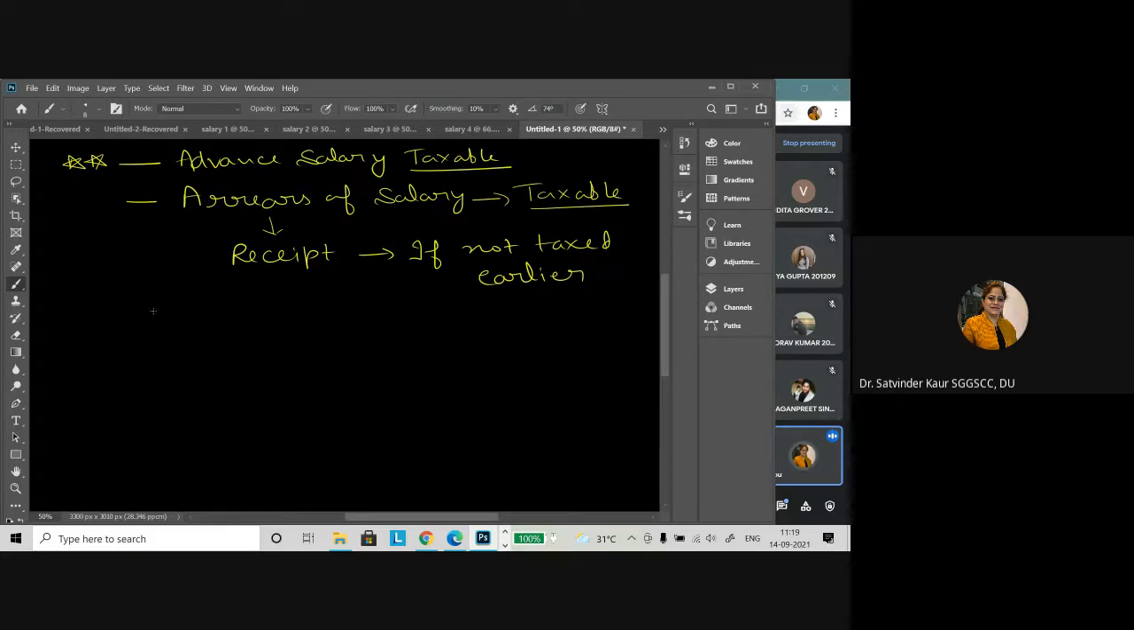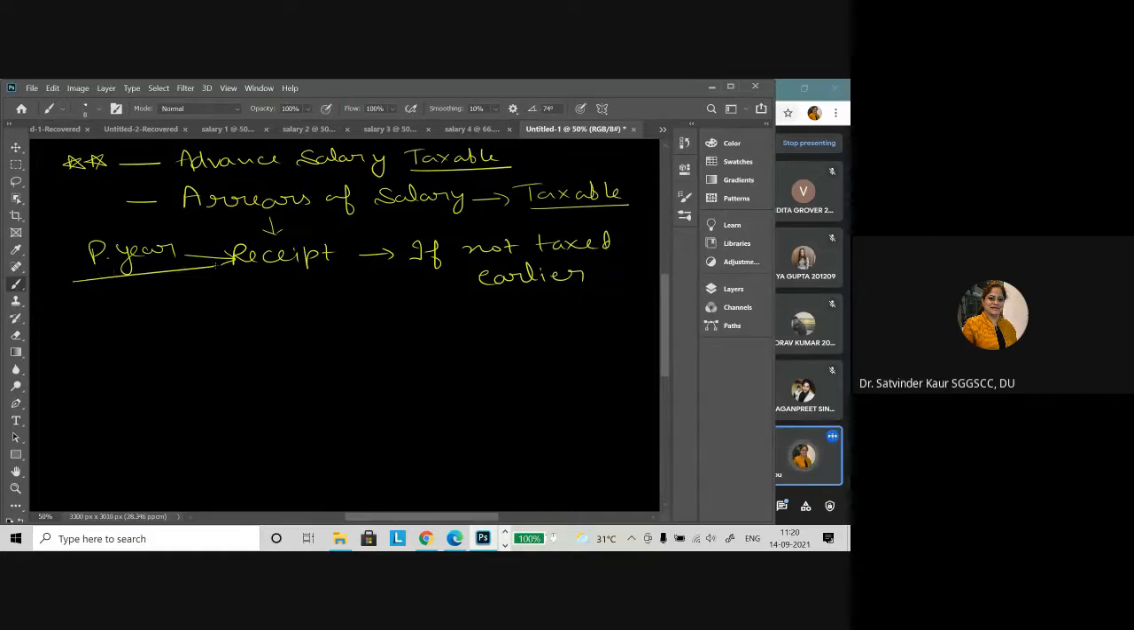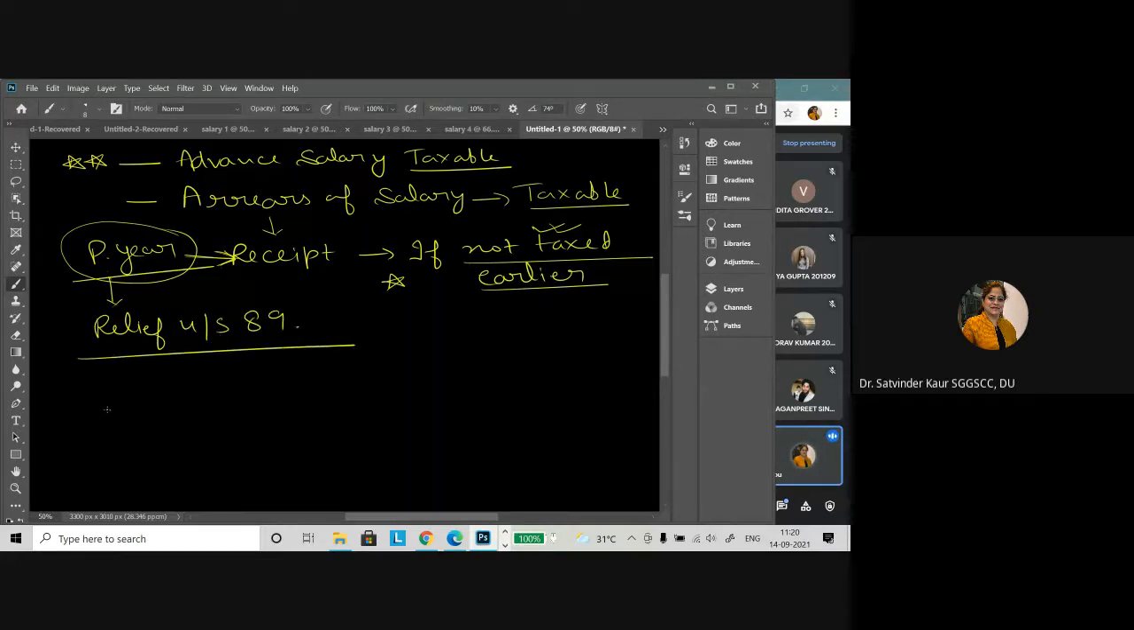So whatever arrears we are going to receive in the previous year, because we have received those arrears in the previous year, in that case it is going to be taxable. So here we just need to remember that whenever we receive the arrears in the previous year, this is not taxed earlier. We take this presumption unless it is given. So we consider कि वो पिछले पुराने टाइम में टैक्सेबल नहीं हुए, तो प्रीवियस ईयर में आपको जो भी मिल रहा है वो आपका टैक्सेबल होगा. But there is a relief under section 89 which can be claimed, which we are going to discuss at a later stage.